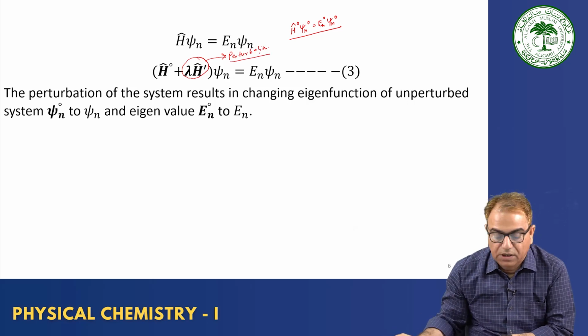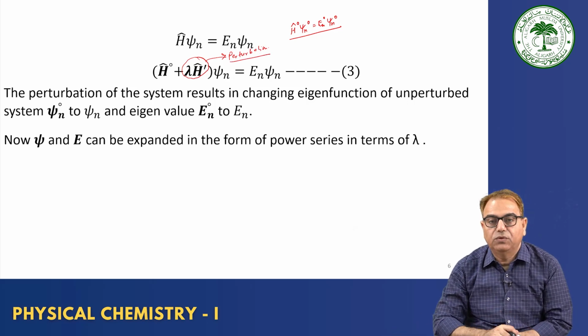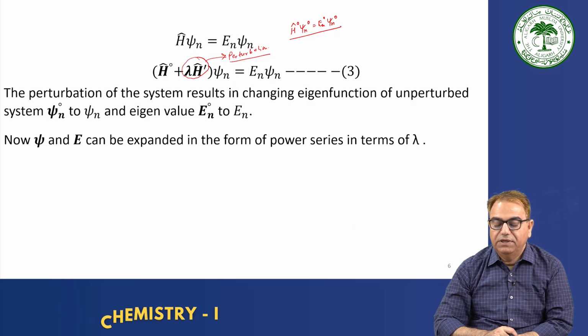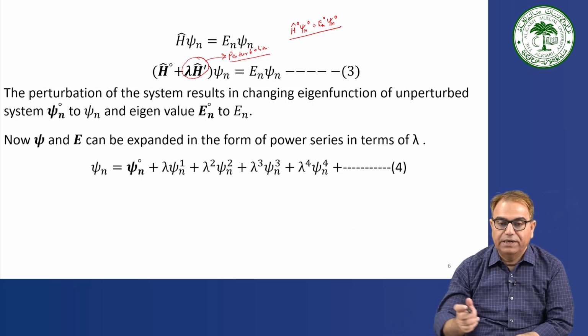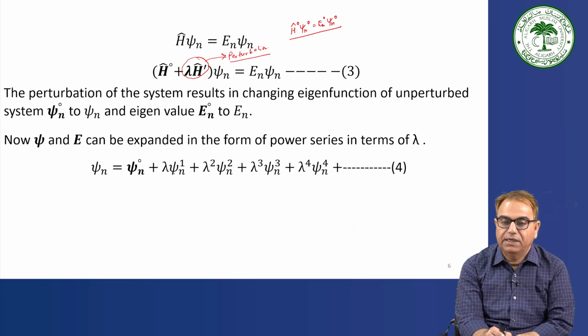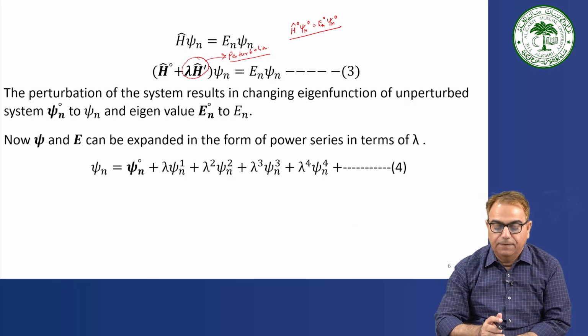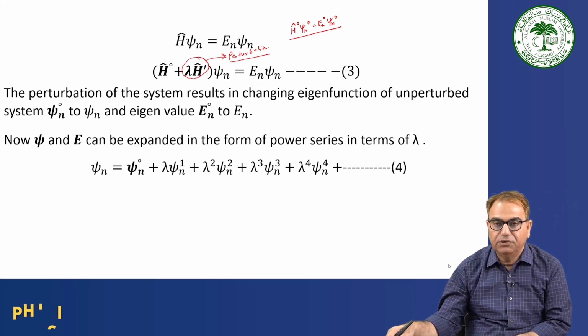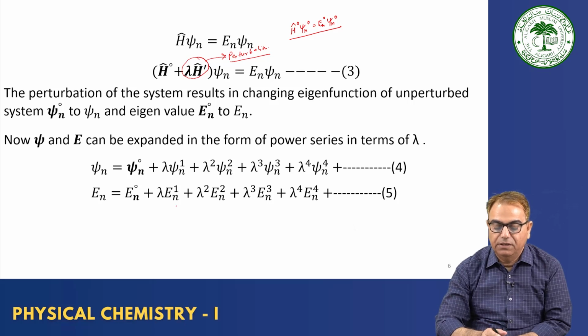Okay. So now, for solving this equation, we expand psi and E in a power series in terms of lambda. If you expand this, you can write psi n is equal to psi n naught plus lambda psi n1 plus lambda squared psi n2 plus lambda cubed psi n3 plus lambda to the fourth psi n4. Similarly, En could be written as En naught plus lambda En1 plus lambda squared En2 plus lambda cubed En3 plus lambda to the fourth En4, and so on.